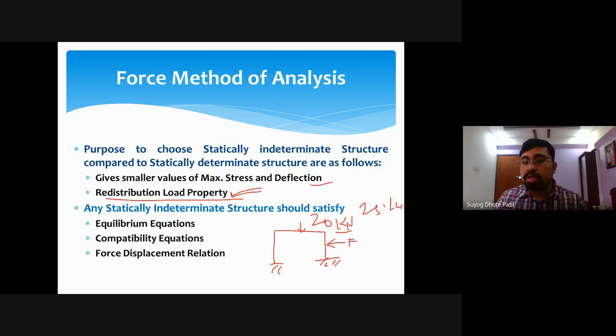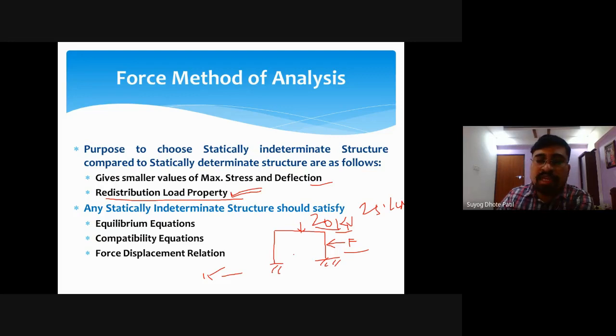In that case, this frame will fail, due to faulty design, faulty workmanship, or whatever the load is. If I say this is designed for 20 but actually it is designed for 15, that is also the case of faulty workmanship or faulty material. So in that case the determinate structure will fail.